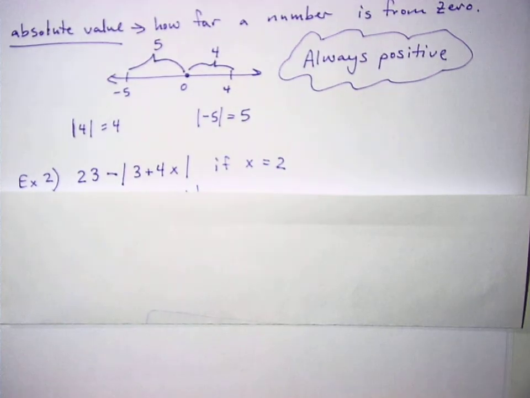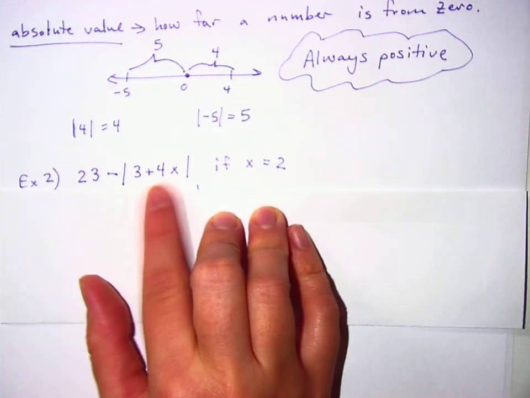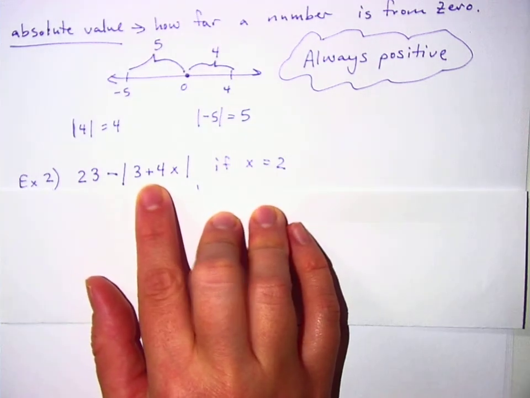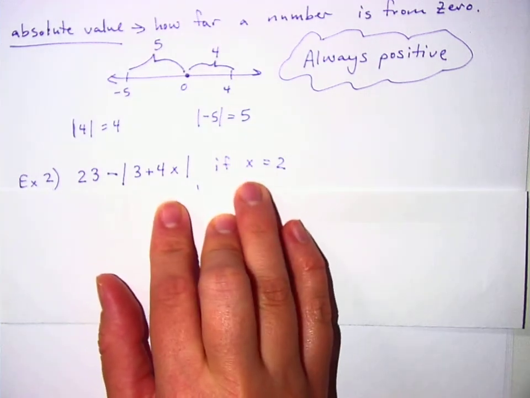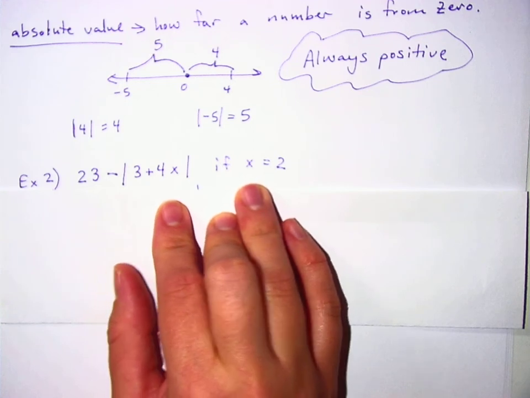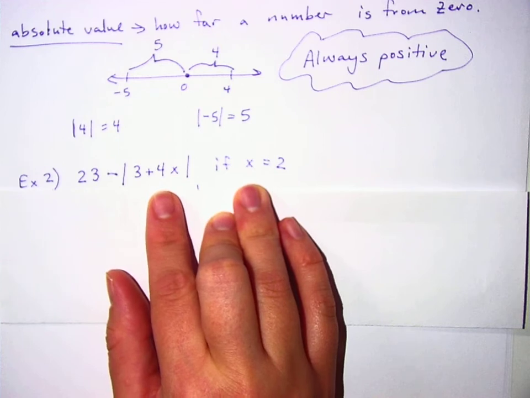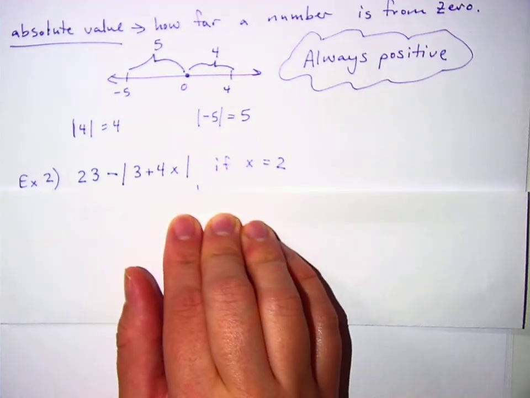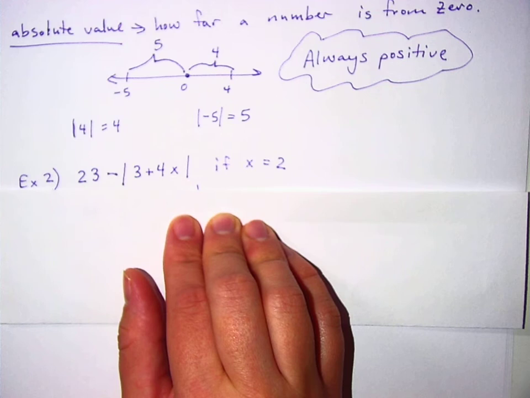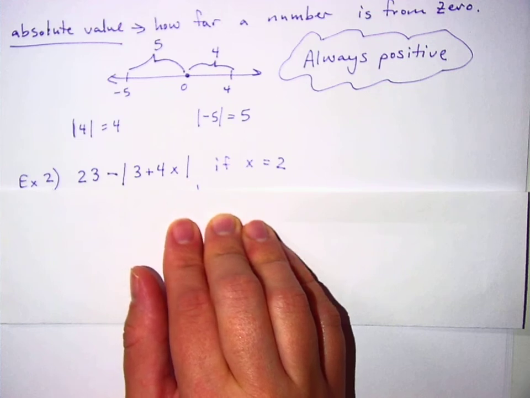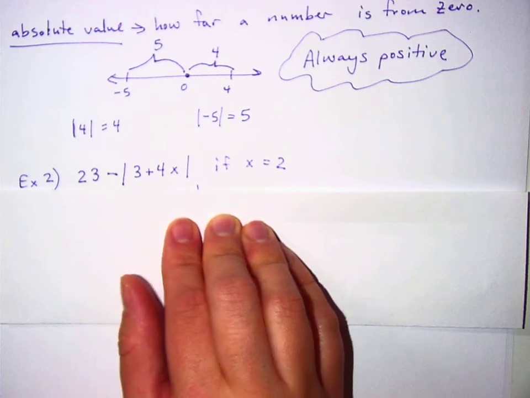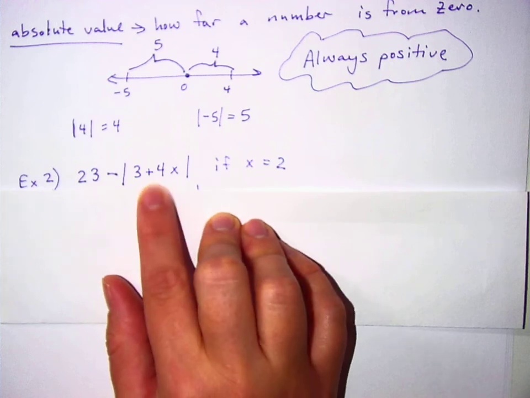All right, jumping down to example 2. This one, I want you to copy down. Then you're going to try it yourself. So that's 23 minus the absolute value of 3 plus 4x if x is equal to 2. So you're going to plug in 2 into this equation and solve it the best you can. Remember that the absolute value makes everything positive, even if it already was positive or if it turns out to be negative. And not everything inside, just the final answer that's inside the absolute value.